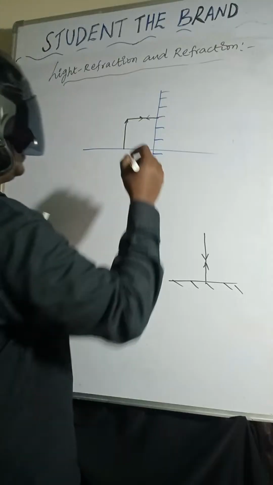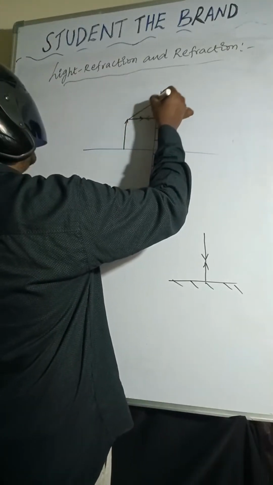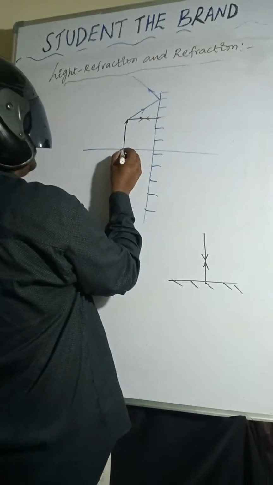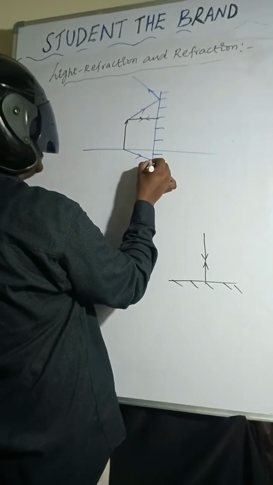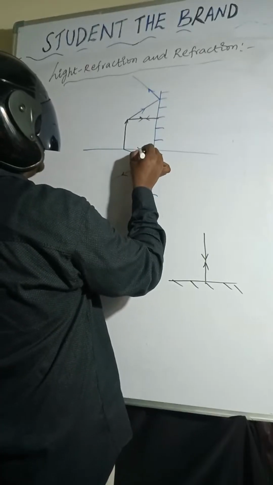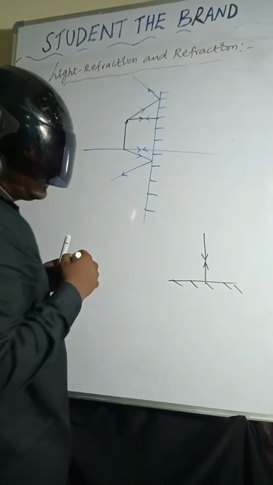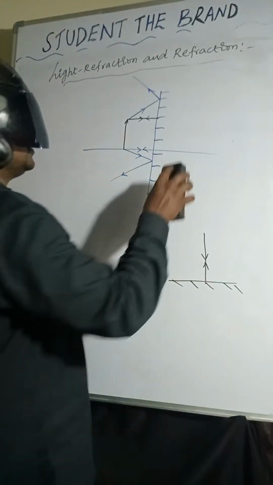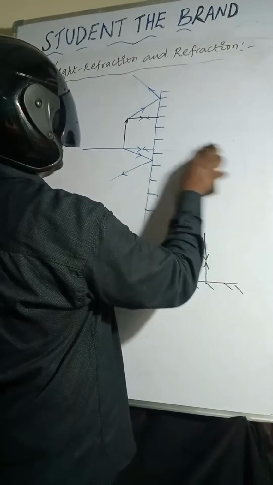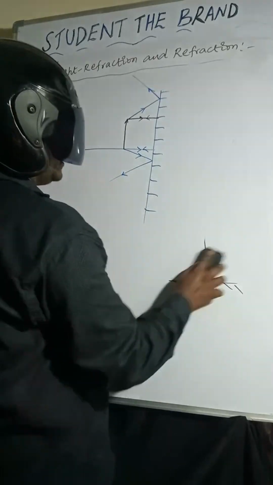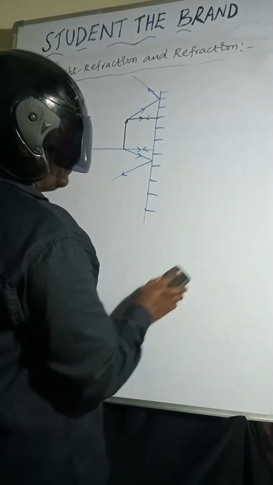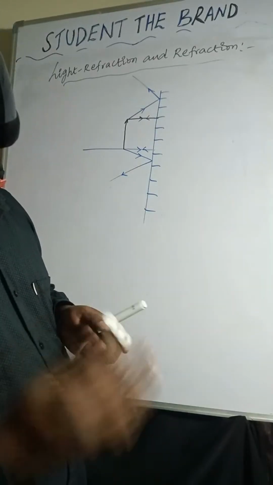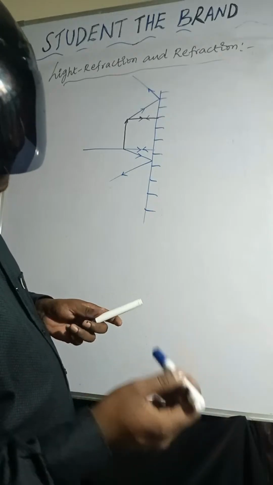And one more light ray I am taking here. So it will be reflected back. And here one more light ray I am considering. So it will be reflected back. If you are extending the reflected light rays, the reflected light rays will meet at one point. Their image is forming, that is virtual image.